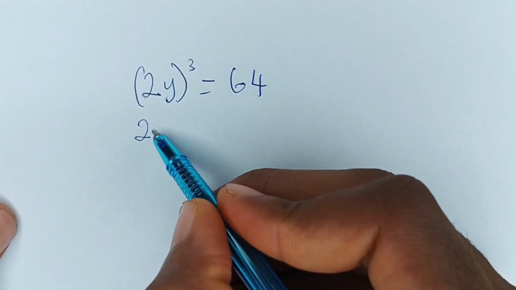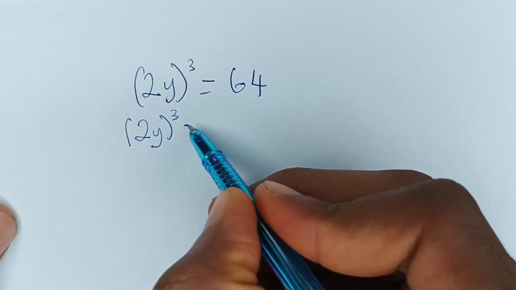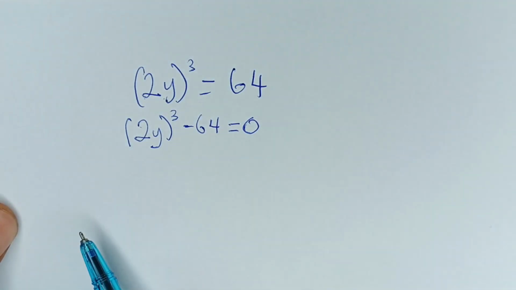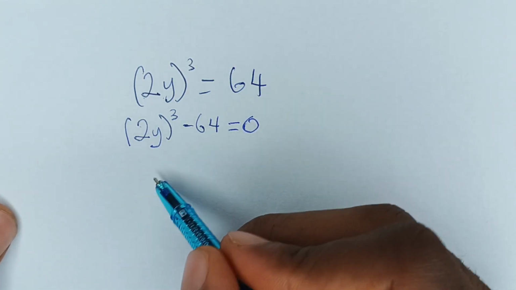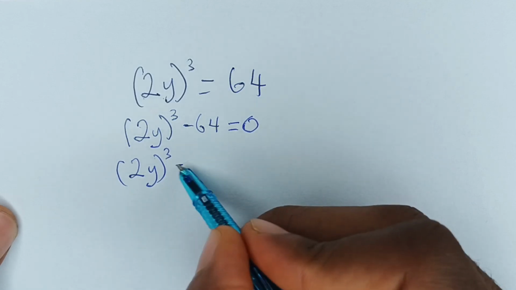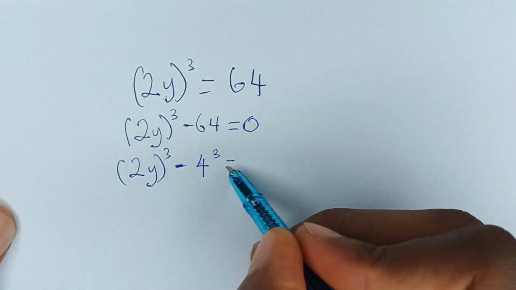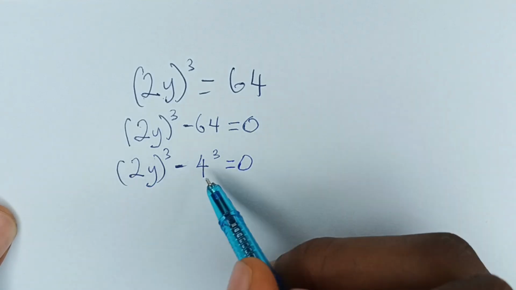So we have (2y)^3 - 64 is equal to 0. Okay, now the next thing to do here is to write 64. So I can write 64 as 4^3. Okay, now this gives me a difference of two cubes.